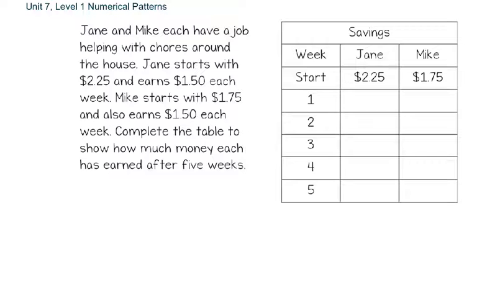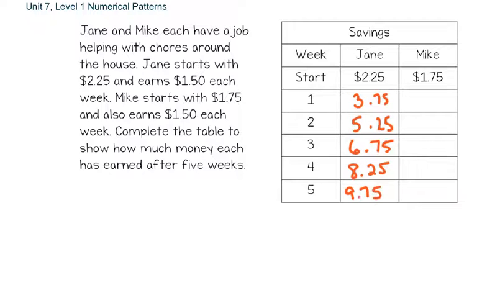So for week number 1, she will have $3.75. If I add another $1.50 for week number 2, we are at $5.25. If I add another $1.50 for week 3, we are up to $6.75. If I add another $1.50 for week 4, we're up to $8.25. And if we add another $1.50 for week 5, we're up to $9.75.